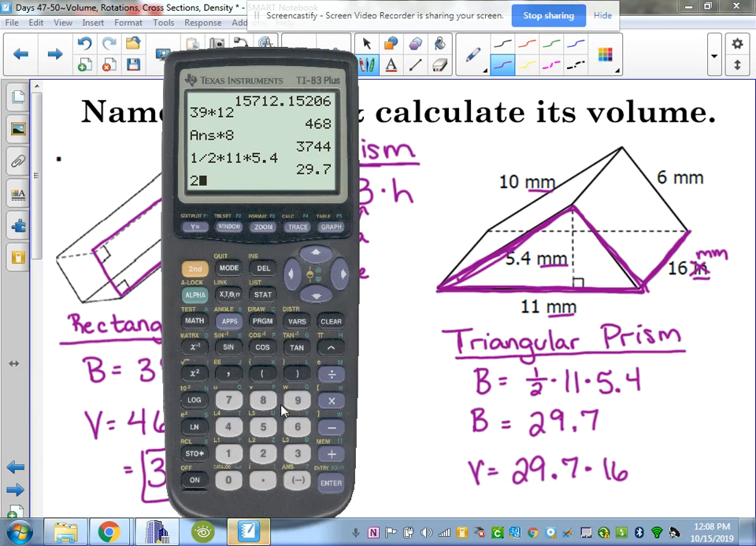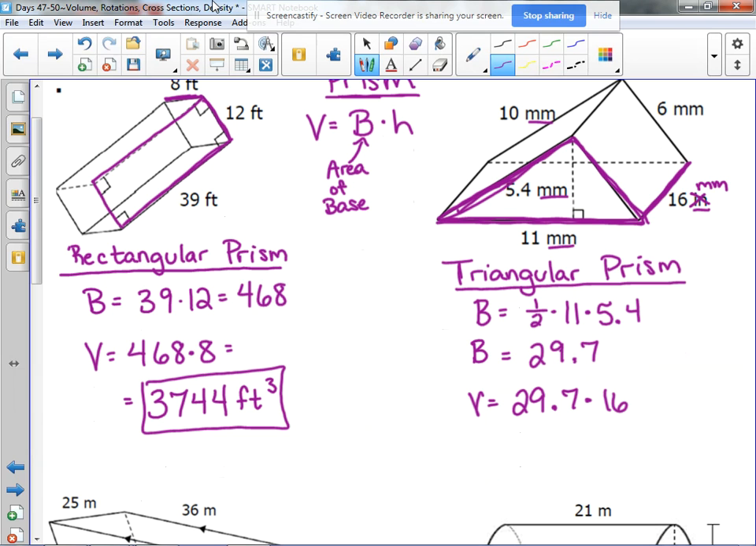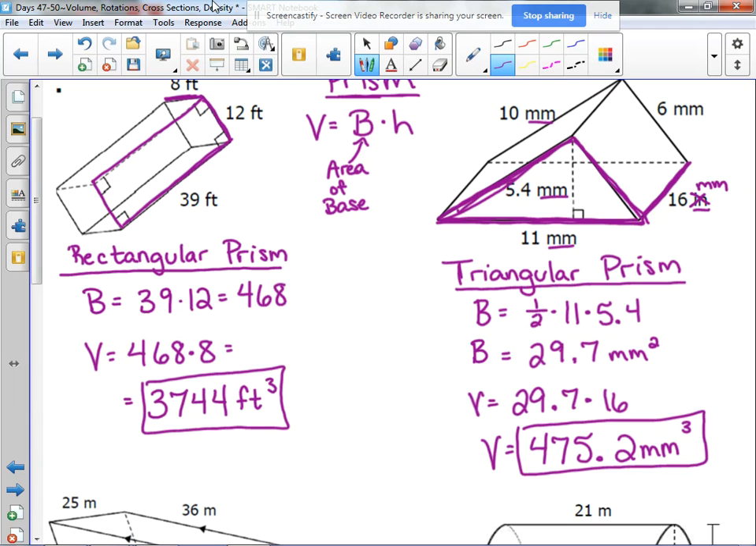But 16 is the height of this prism here. So we multiply by the area of the base. So 475.2. And we're going to go with the millimeters here, cubic millimeters. Now, technically, I'm going to go back here to the area of my base and put units on it. Area is in square units. So I'm just going to go back to those 2 pieces since I'm trying to emphasize the units here.